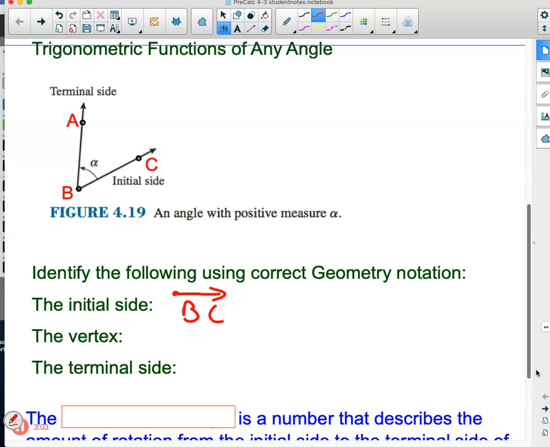The vertex is the point where the angle is formed, and that's going to be B. We use capital letters to signify those. And then the terminal side would be the other ray, the one where we notice that we have our little arc to show, hey, this is alpha. And that would be ray BA. So it would definitely be wrong to reverse these and say ray CB and ray AB. That's not what's happening here. We have to start with basically the vertex that we see here for B and use those pieces. So that's what makes up an angle.